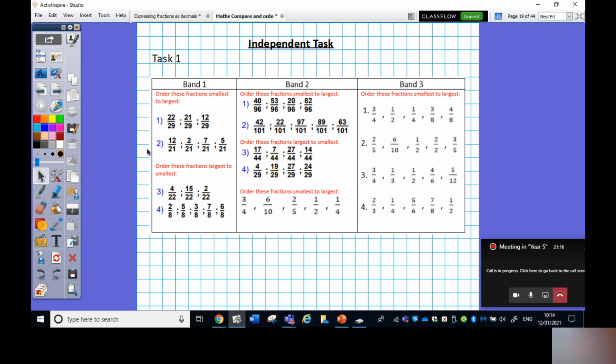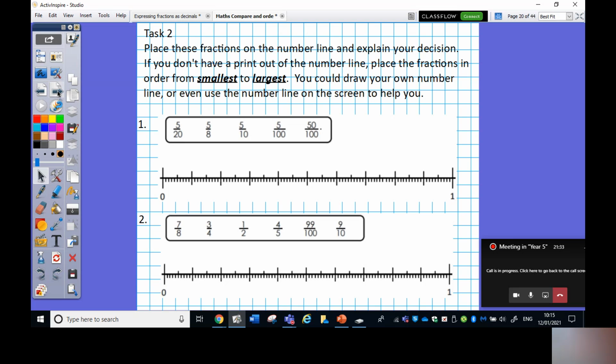Your first task is to place these fractions in order. Read very carefully because they're asking you to order them from smallest to largest and some from largest to smallest. So don't get caught out. Your next task is to place these fractions on a number line. If you go back, there's a video showing you how to make a number line to help you, or you can use the number lines on the screen. If you don't have a number line, you can also place the fractions in order from smallest to largest. Having a number line will help you quite a lot though.